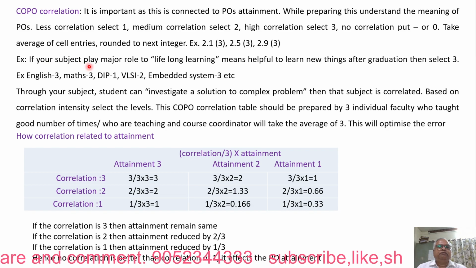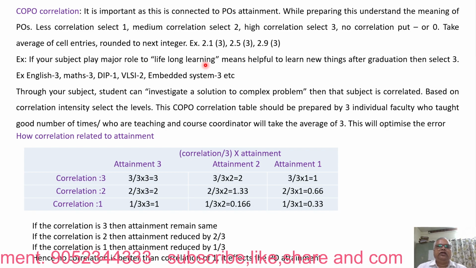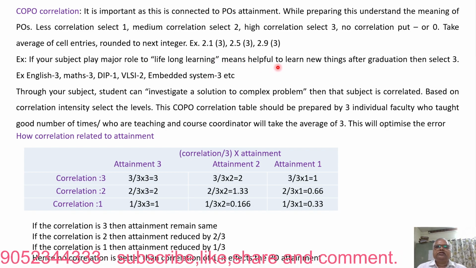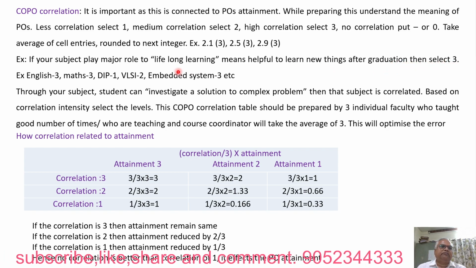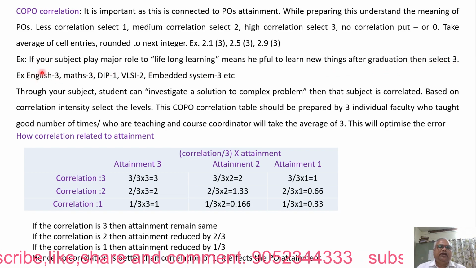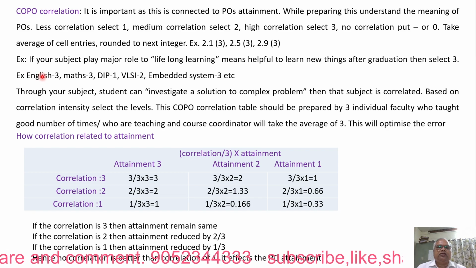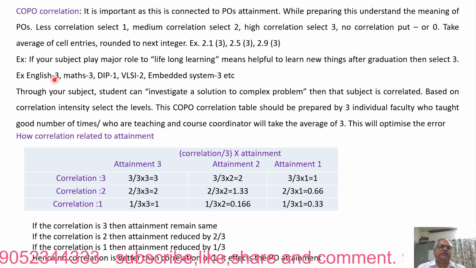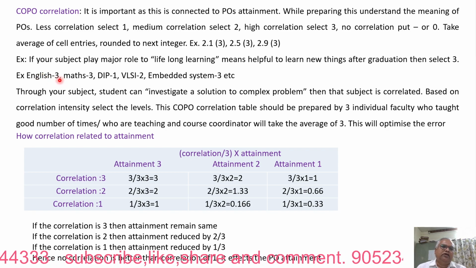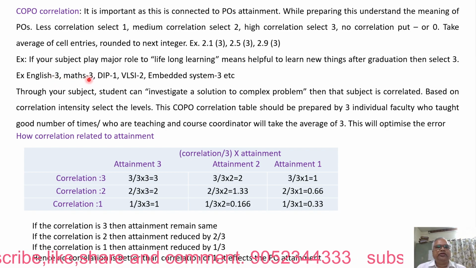If your subject plays a major role in, for example, lifelong learning, which comes under PO 12, meaning it is helpful to learn new things after graduation, then select 3. For example, they study English in the first year. English knowledge, after BTech or during BTech, is useful for whatever they want to learn lifelong. So in that sense, English comes under highly correlated for lifelong learning, so 3. Maths is also useful, 3.